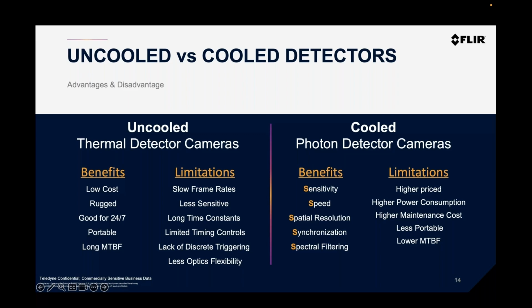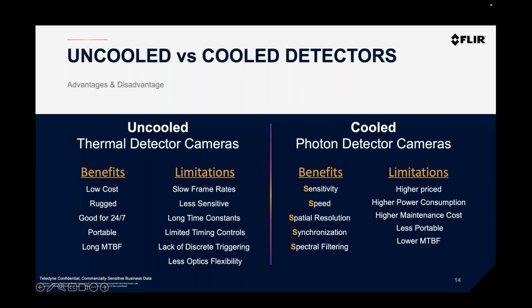However, as we detailed in previous slides, some of the limitations are the relatively long thermal time constants, reducing maximum frame rate. The rolling shutter type of readout processing also doesn't allow for discrete triggering of a single frame. And in general, they're less sensitive than cooled photon detectors due to their higher noise.